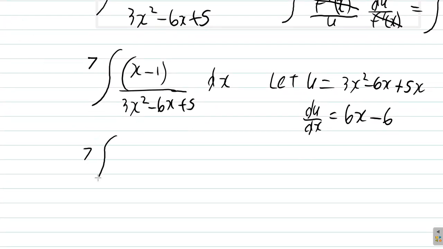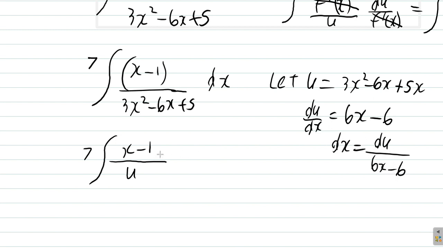You have 7 times the integral of (x minus 1) over u dx. But you don't want dx, you want du. So when you transpose for dx, you get dx, because you want to get rid of this and put du instead. What is dx? dx is going to be du over 6x minus 6. So the dx that was here is really du over 6x minus 6.